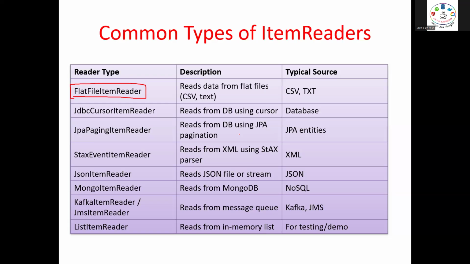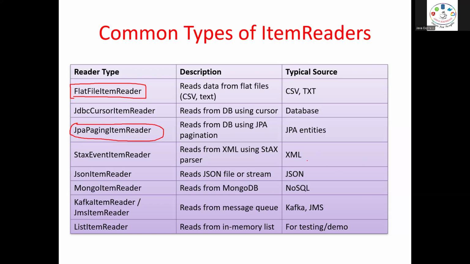If you have 1 lakh records, I don't want to pull 1 lakh records in one shot. By following pagination, I want to retrieve 10 records, 20 records, 30 records at a time. When you have this kind of use case, you should use JpaPagingItemReader. So this is the item readers concept.